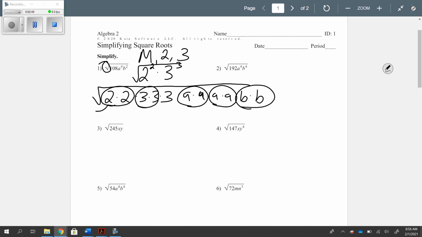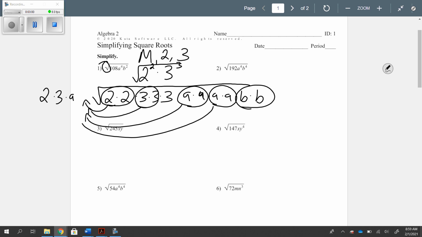Watch this. The 2 moves out here. The 3 moves out here, times 3. This A moves out here, times A. This A moves out here, times A. And finally, this B moves out here, times B. All that gets to be out there. This 3 does not go away. It's part of the answer, okay? Watch what I'm about to write. 2 times 3 is 6, times A is 6A, times A is 6A squared, times B is 6A squared B. So on the outside, I'm going to write it down here.